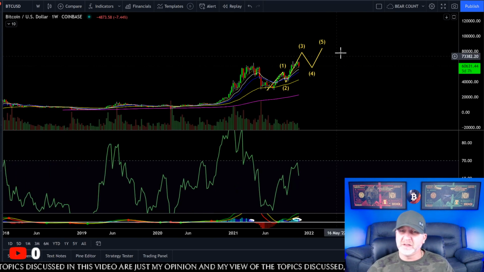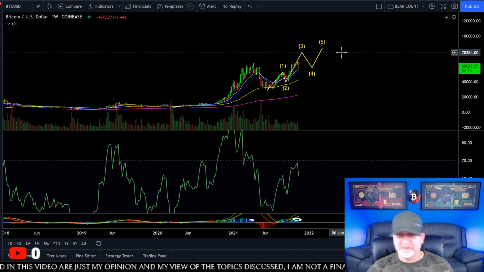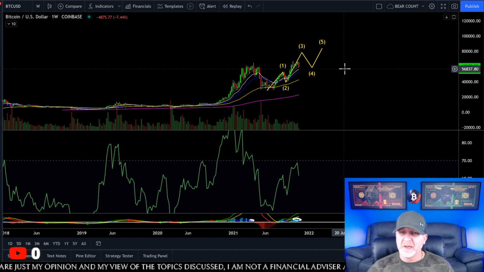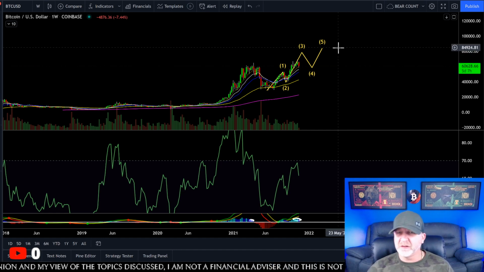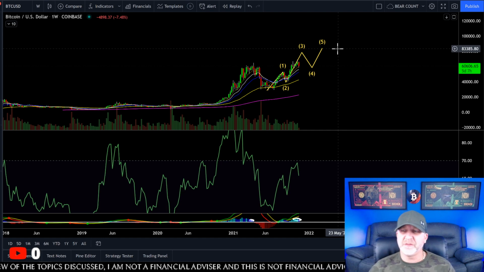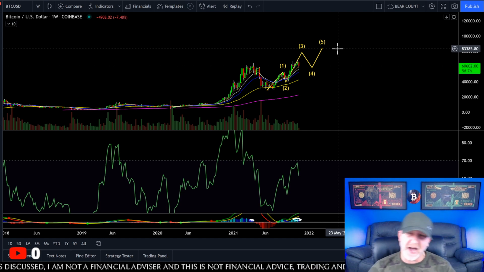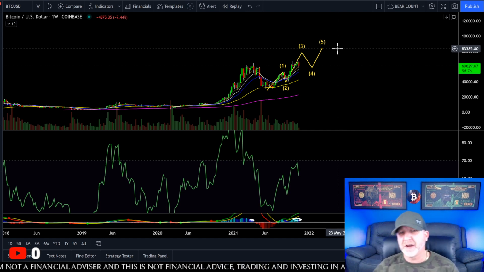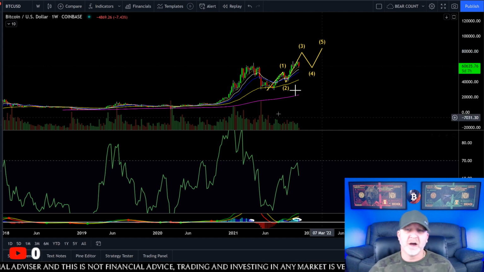And this would be wave 3 getting up to about 78.3, 78.4, back down to around 57,000, and then all the way back up to 83. Now, like I said, I don't personally think that's going to happen, but it is a possibility. Something you want to look at.